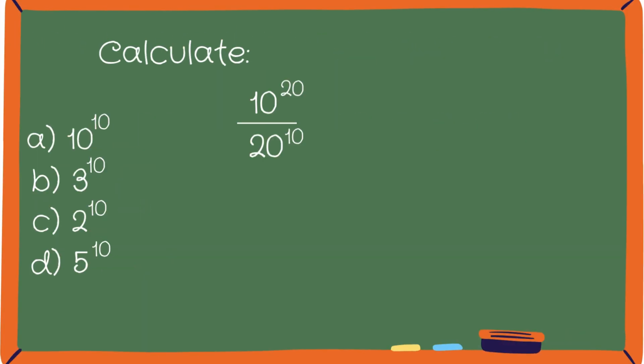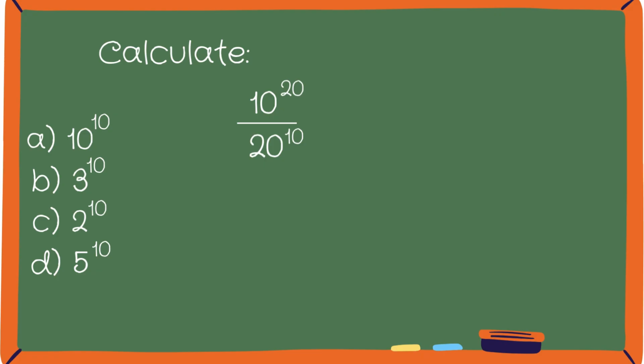Let's look at this problem. 10 to the power of 20 divided by 20 to the power of 10. Careful, don't rush. Option A, 10 to the 10th power. B, 3 to the 10th power. C, 2 to the 10th power. Or D, 5 to the 10th power. What's your answer? Pause the video, try to solve it, and write your answer in the comments. After the video, I'll see how many people got it right and how many got it wrong. I'm sure you'll do well.